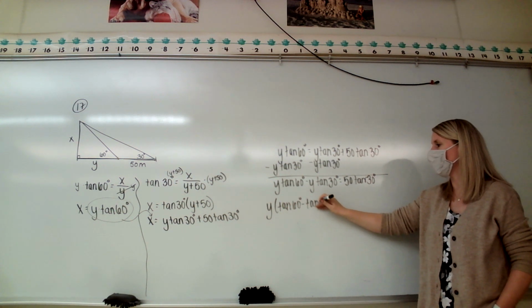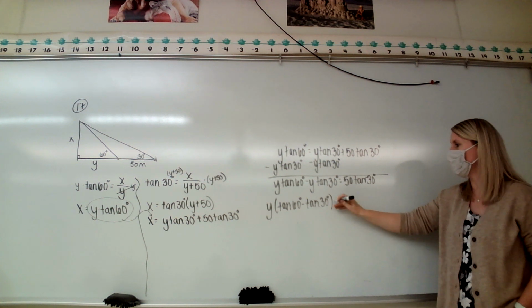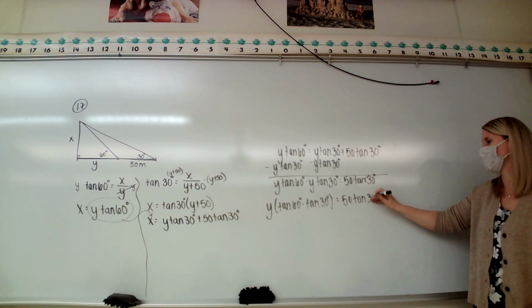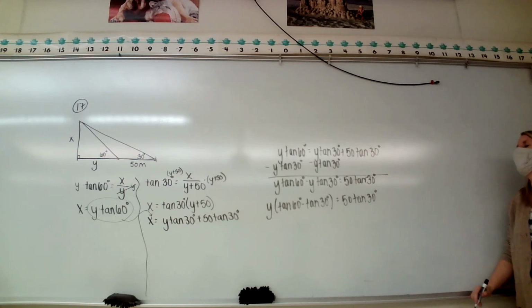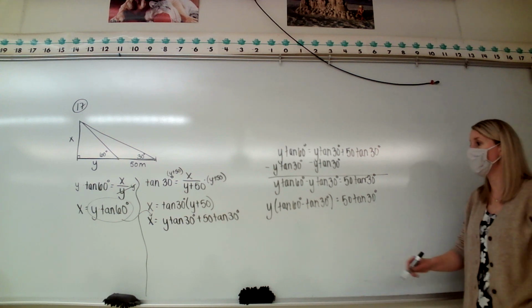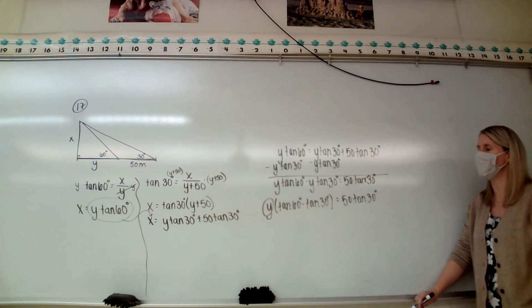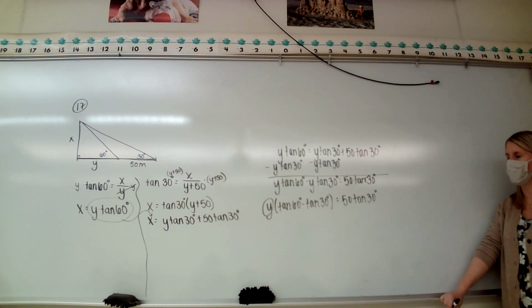And the main reason we want to do that is because we want to get that y by itself. Okay, and then the last step, finally, is since we actually want this y by itself, we're going to divide by whatever is attached to it, which is tangent 60 minus tangent 30.